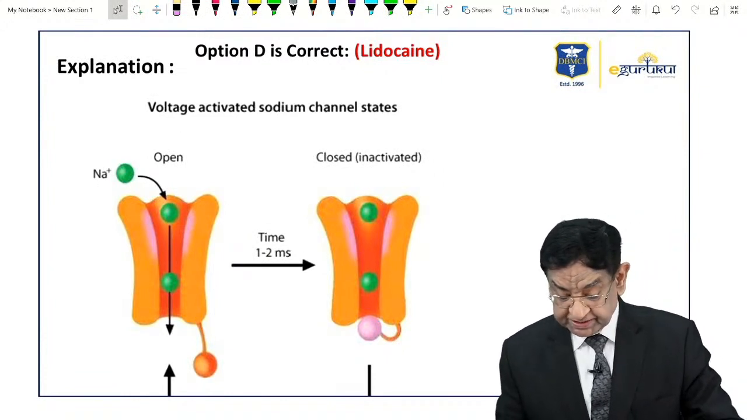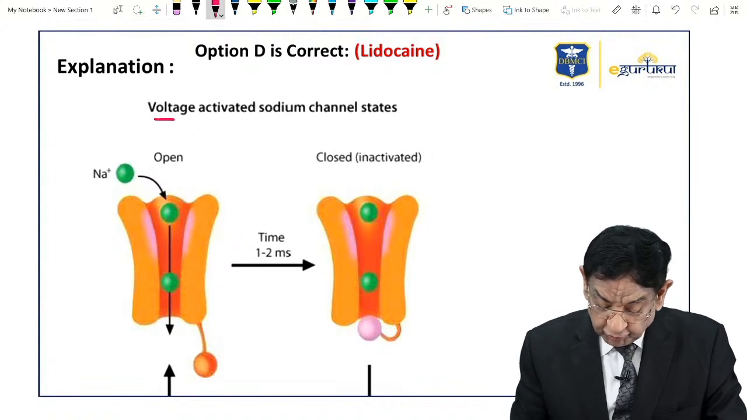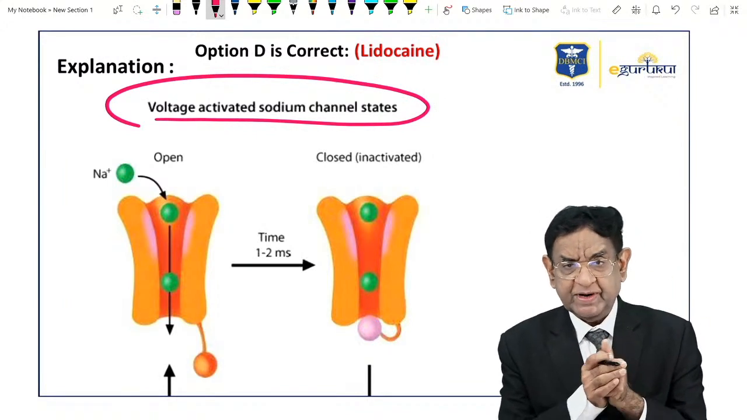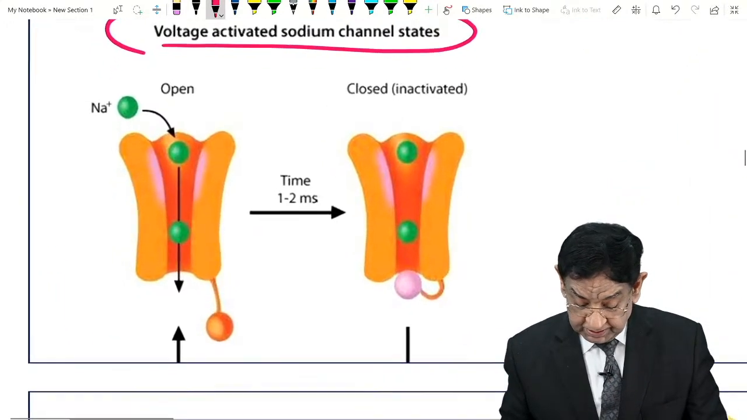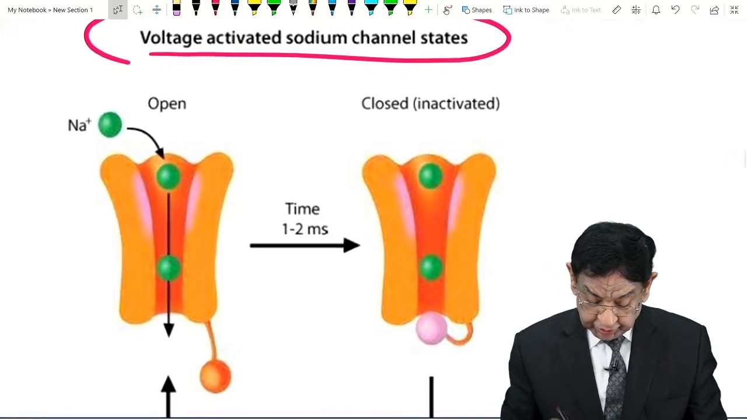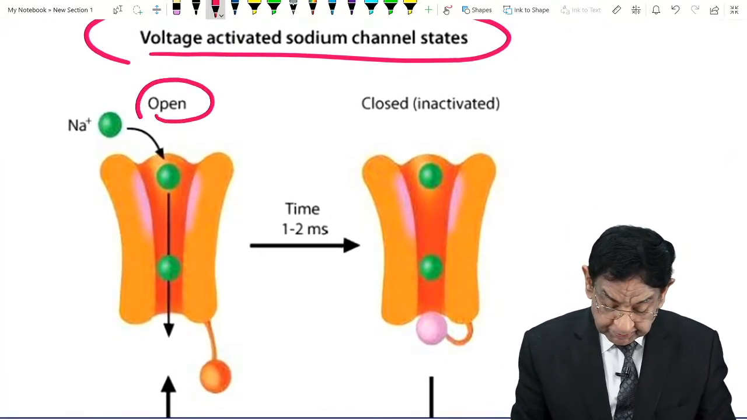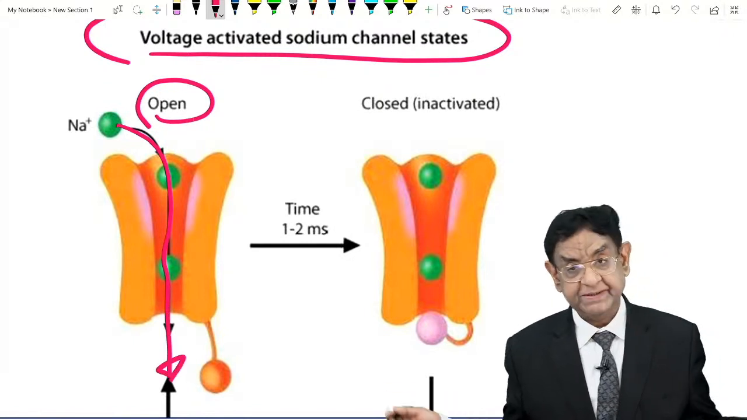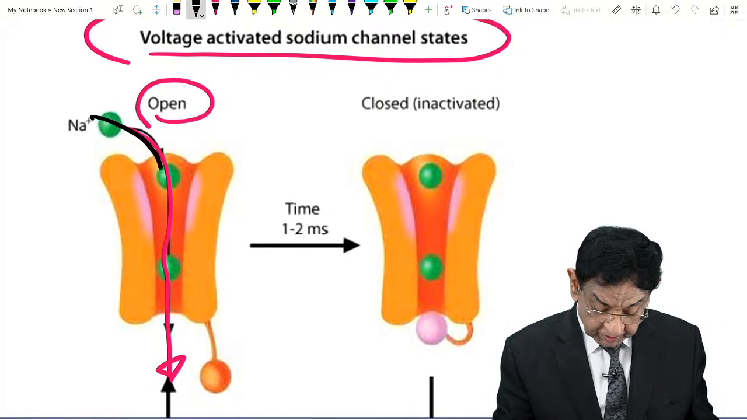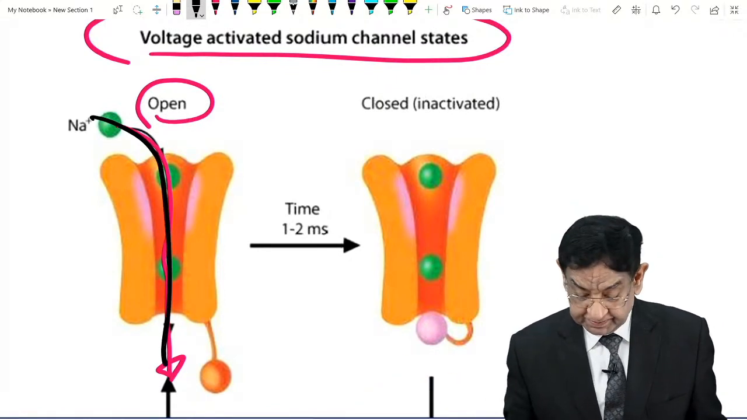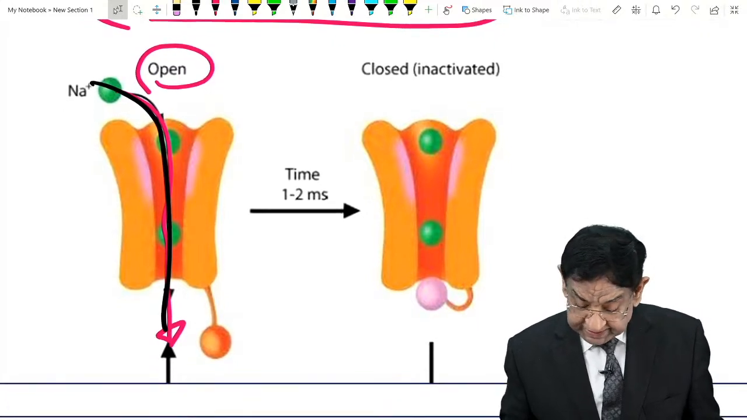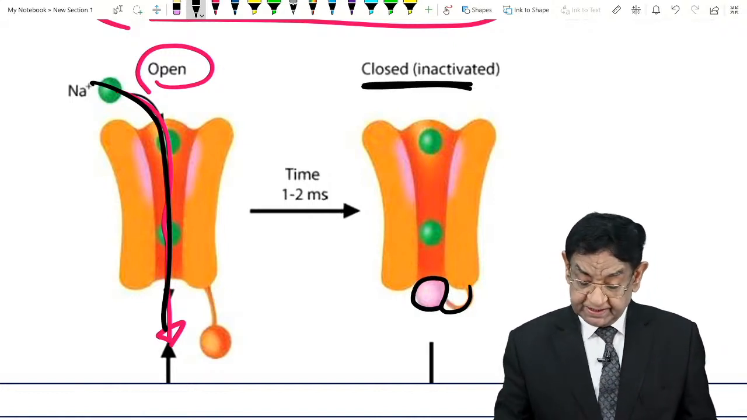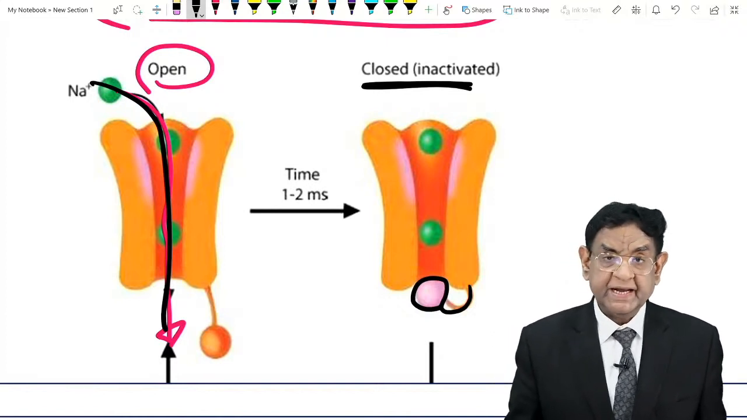We all know very well that phase 0 is a voltage gated sodium channel state. Now let's talk more about the sodium channel. Look into this. This is a sodium channel. It is open now, and sodium can very well go. The gate is open. Now the gate is closed. Definitely it's closed, inactivated. Sodium cannot enter.